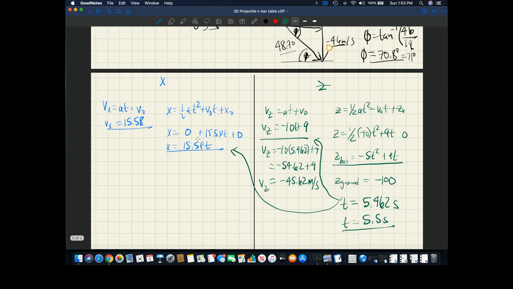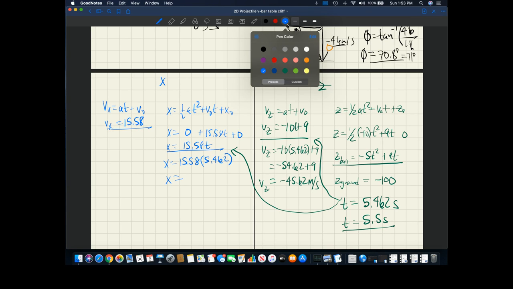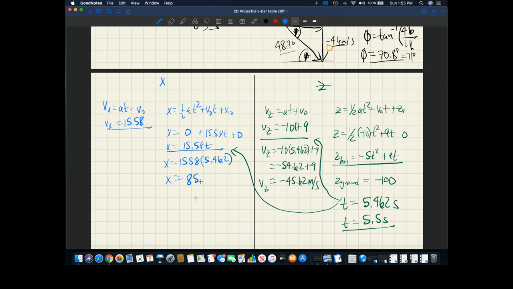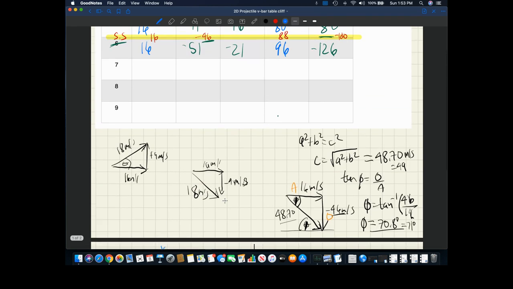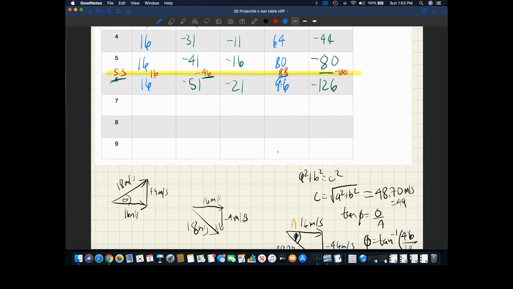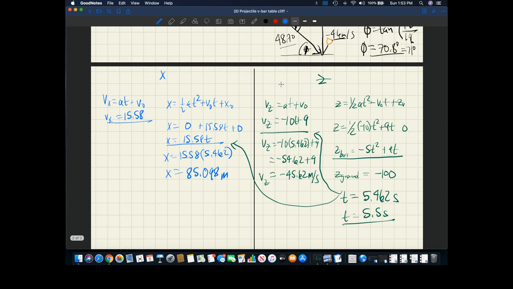And now we want to know the X displacement. X equals 15.58 times 5.462. And you may want to do that calculation on your own to practice your fluidity with Desmos. And you should see that you get 85.098 meters. And if we check that, 85, so we were off by a little bit, but 88, we were pretty close, plus or minus 3.